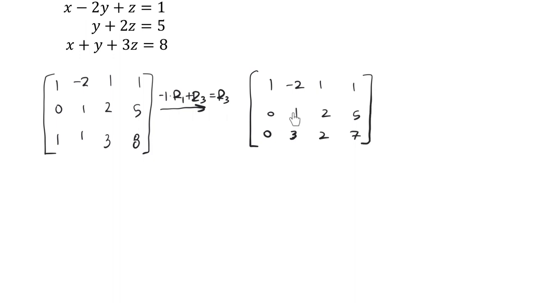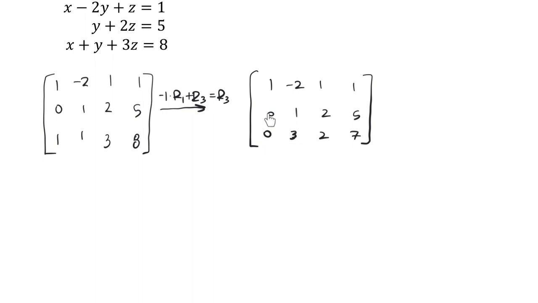Now typically the next step would be to get whatever is here to turn it into a 1. Like if it were a 3 or a negative 7, what you would typically do is multiply the whole row by the reciprocal fraction. Like if it was a 2, you'd multiply by 1/2, or if it was a 5, you'd multiply by 1/5. Since it's already a 1, we don't need to worry about that. So now the next task is to get this to be a 0.